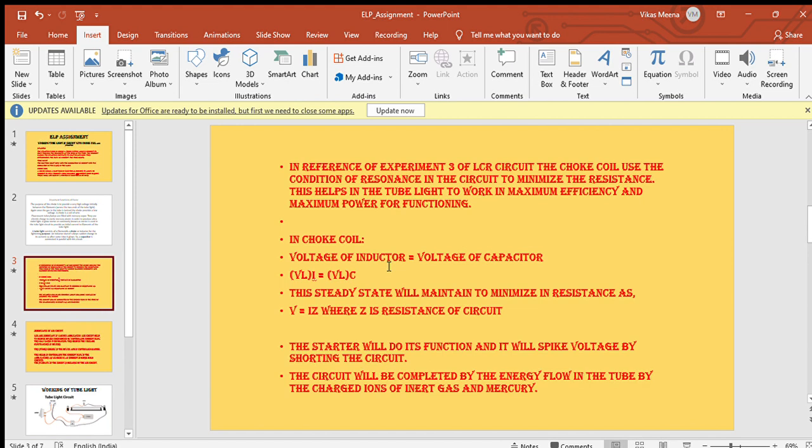This helps the tube light to work at maximum efficiency, because if there is minimum resistance, then there will be maximum power for functioning. Now these are the conditions. So, starter functions.